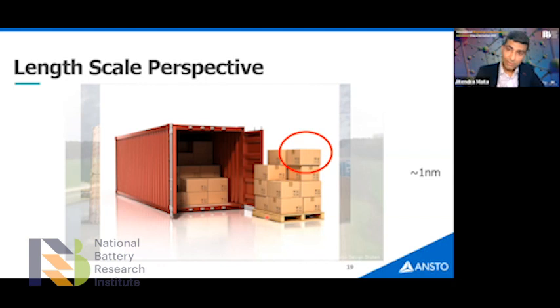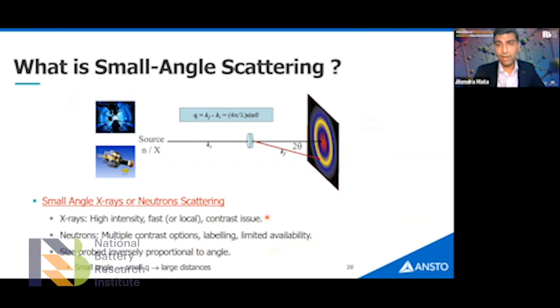I don't know how much you know about small angle scattering, but I will very briefly cover the rough idea of the technique itself. Basically, you have a source of X-ray or a source of neutron. The source of neutrons, as Stuart mentioned, can be either reactor based or spallation, and the source of X-ray can be either synchrotron based or a lab-based technique.